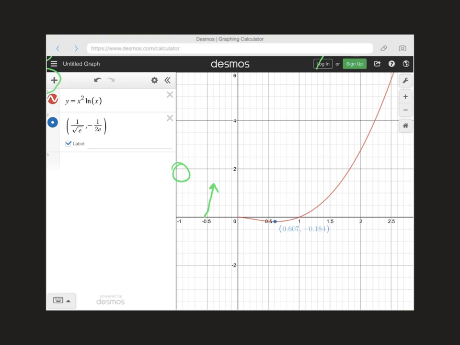So hopefully this gives you an introduction to how we're going to investigate these functions. Essentially, we check the critical points and the end behavior to decide if we have local extrema or absolute extrema.